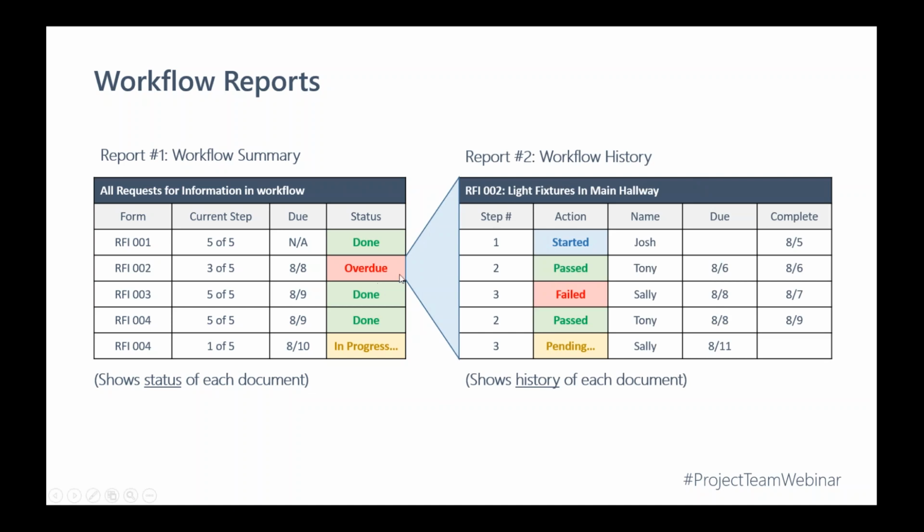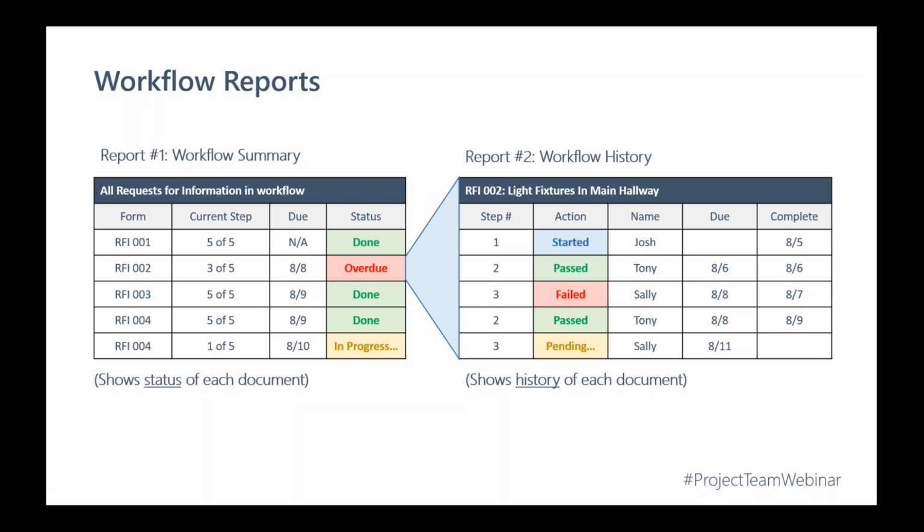So here I've opened this document up. I can see RFI2, light fixtures in the main hallway, might be the subject of that RFI. I can see here that step 1 got started by Josh on 8/5. It got moved to step 2, which was passed by Tony. It went to 3, which was actually failed by Sally, and back to step 2. So it looks like for some reason it got failed, and that's what's causing this overdue.